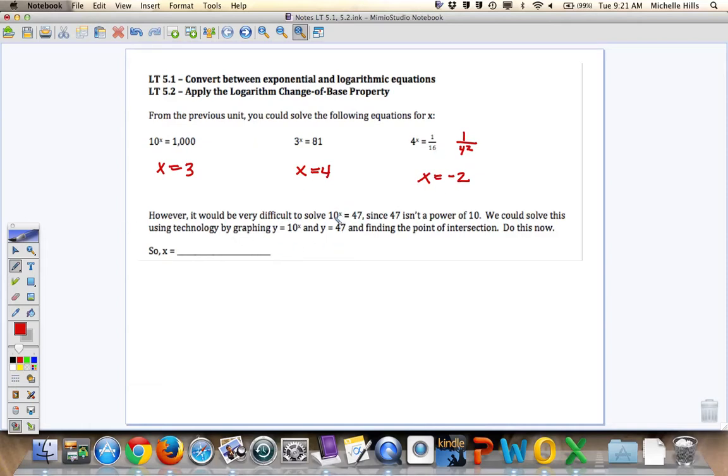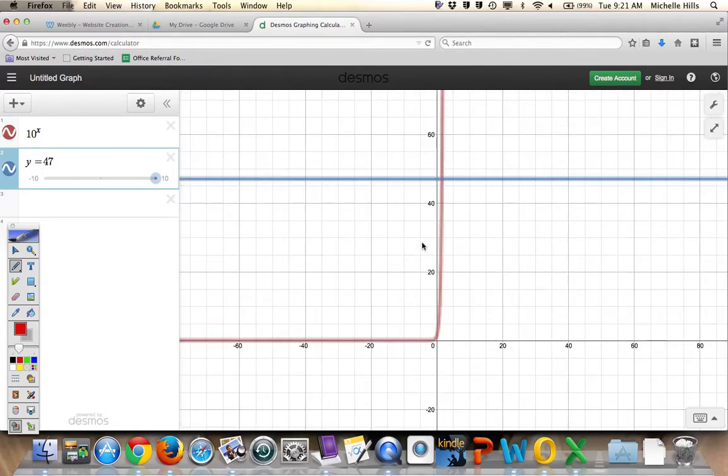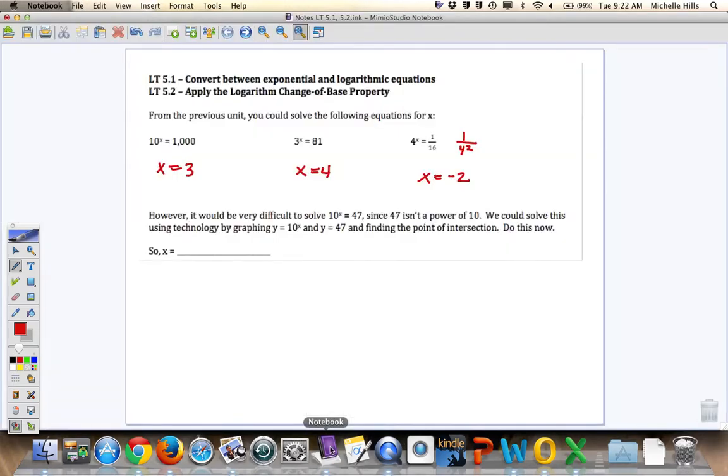But if they say 10 to the x power is 47, well, I know 10 to the first power is 10, and 10 to the second power is 100, so the answer is somewhere between 1 and 2, but I don't know where. I could go to Desmos, and if I graphed y equals 10 to the x and y equals 47, I could then look and find the point of intersection, or I could use a graphing calculator to do this, and I could find that x is about 1.67. So in this case, if I do that, I get 1.67.